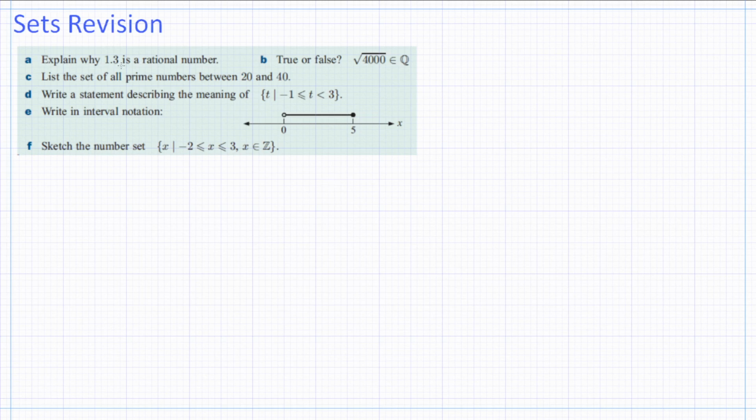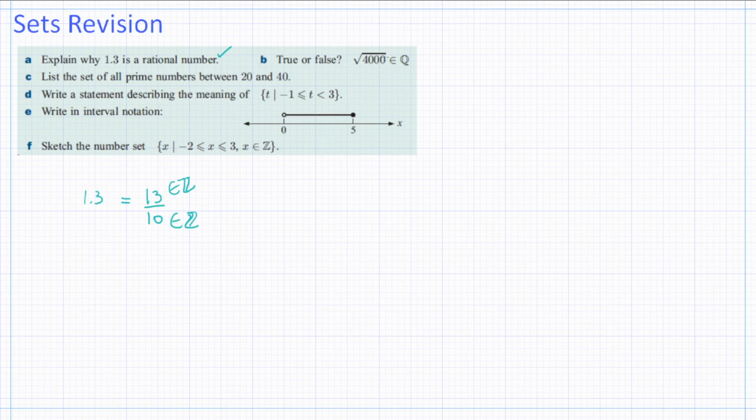Okay, so first one, explain why 1.3 is a rational number. Now, rational numbers are numbers that can be written as a fraction. So can I write 1.3 as a fraction? Absolutely. I can write this as 13 over 10. And 13 is an integer, and 10 is an integer, right? It's a natural number, so it's also an integer. So I can write this number, 1.3, as the ratio of two integers. So that's why it's a rational number.